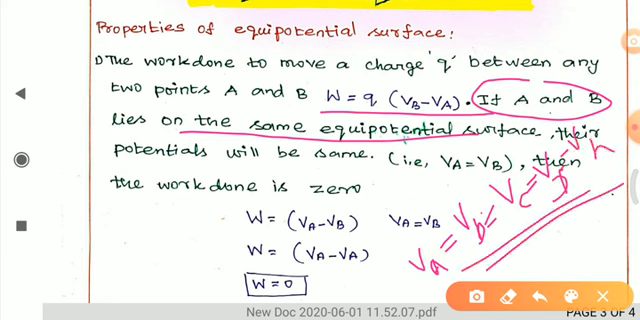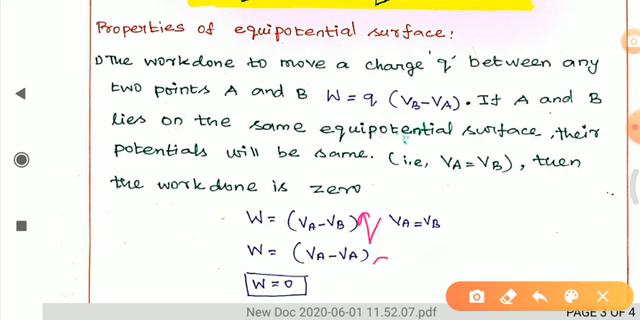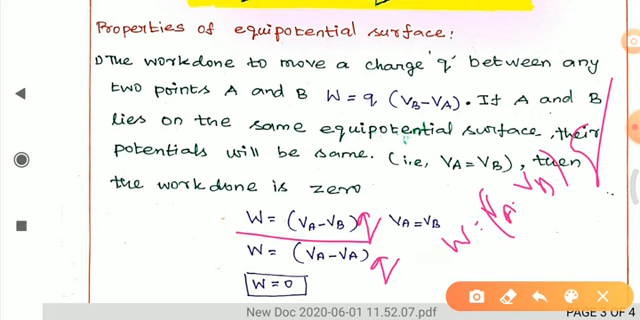Here we imagine only 2 points A and B. If potential at A and B are equal, then what will be the work done? Work done value will be equal to 0. Here you have to mention Q. I forgot, I am very sorry. It should be written as W is equal to VA minus VB into Q. Even though some charge is there, since the potentials are the same, VB minus VA is equal to 0. Then the remaining work done value will be equal to 0.